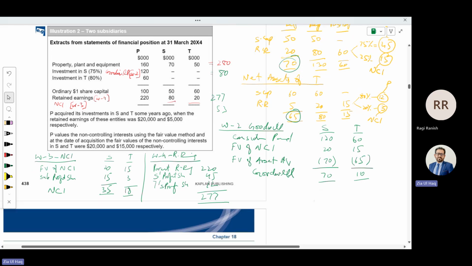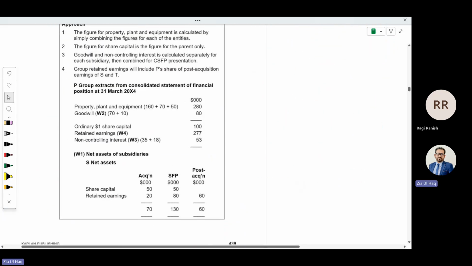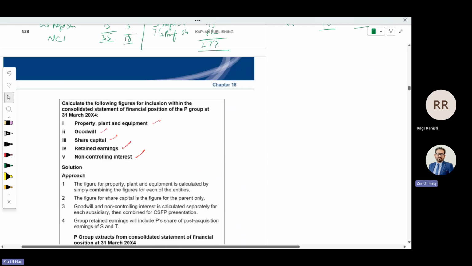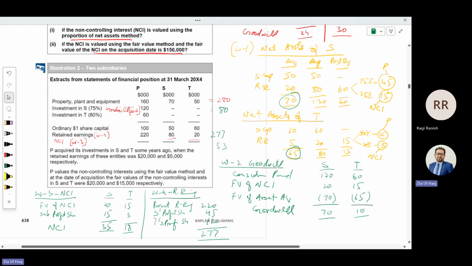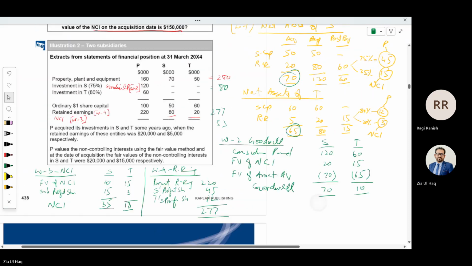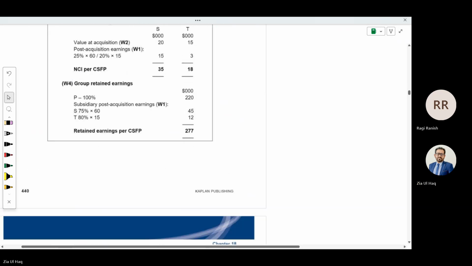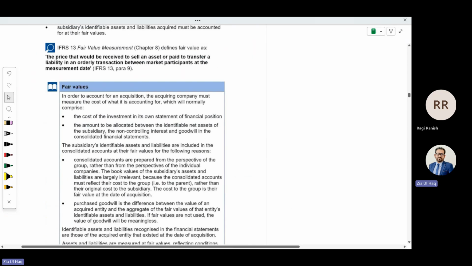They have provided information here: 280, 80, 277, 53. Share capital will remain same for the plant. They didn't ask to prepare a consolidated statement of financial position. They asked you to calculate these figures only. Yeah, obviously. Shall we move forward?